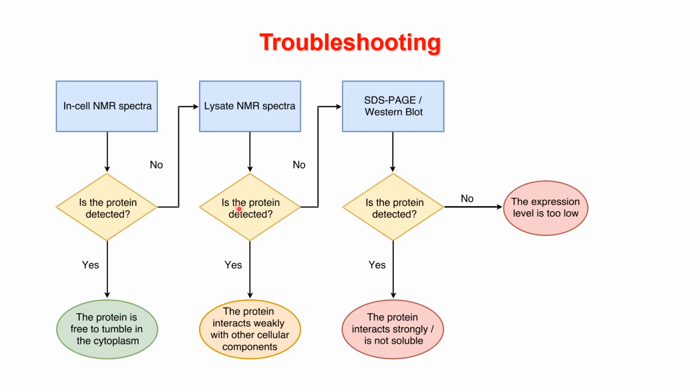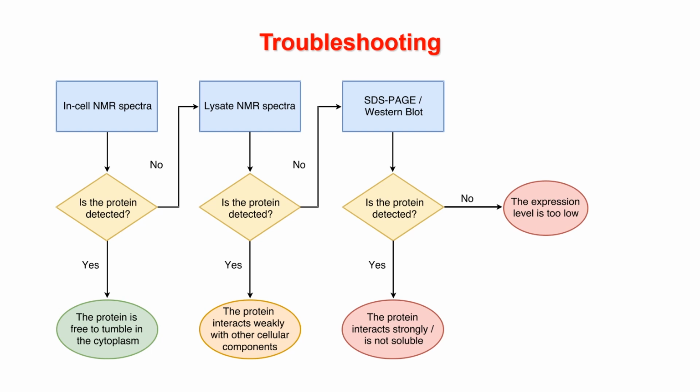If you don't detect the protein even in the cell lysate, then you should check by SDS-PAGE or by Western blot both the supernatant of the cell lysis and the pellet of the cell lysis, because it could be that the protein actually was not remaining in the soluble fraction of the lysate. And maybe that can happen if the protein is aggregating inside the cell, or if it's sticking to some other components like the membranes or the chromatin, for example.